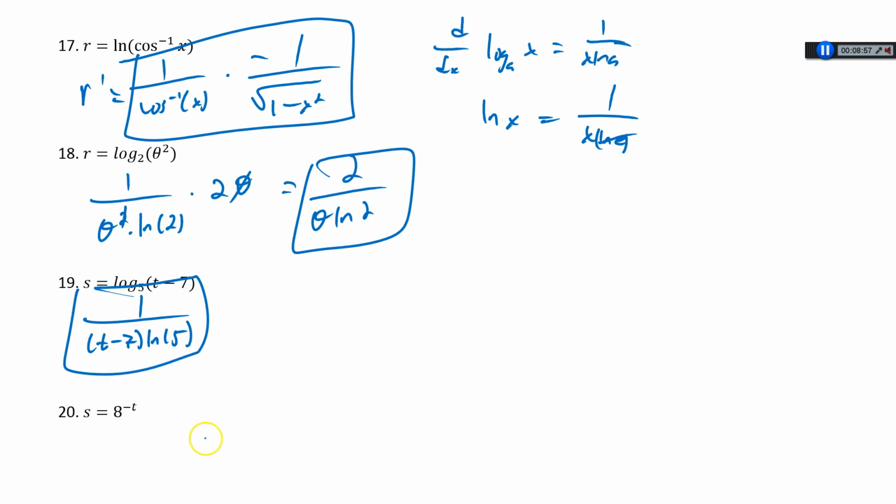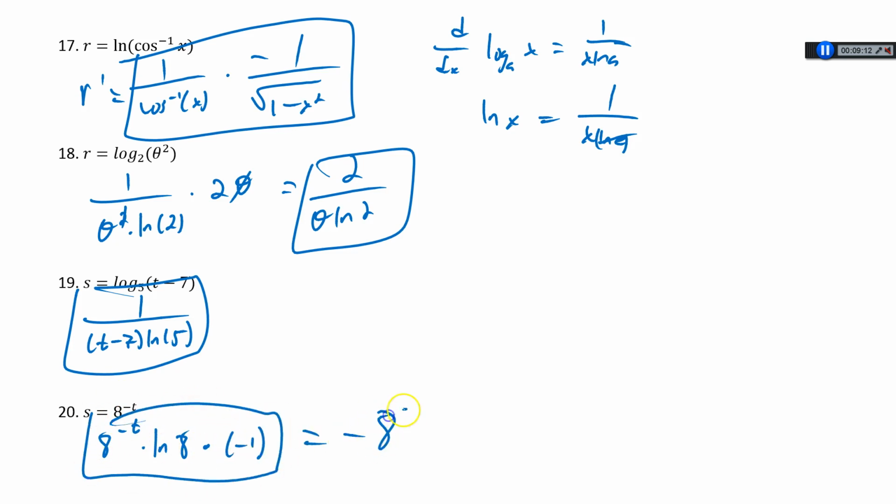8 to the negative t. So derivative there is going to be 8 to the negative t, leave it alone, times ln 8. That's the derivative of the outside function, which is just 8 to some power. Then we multiply by the derivative of negative t, which is negative 1. Write that as negative 8 to the negative t times ln 8 probably. But either way is fine.